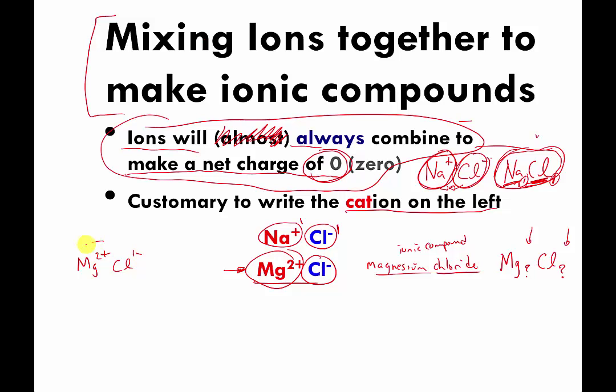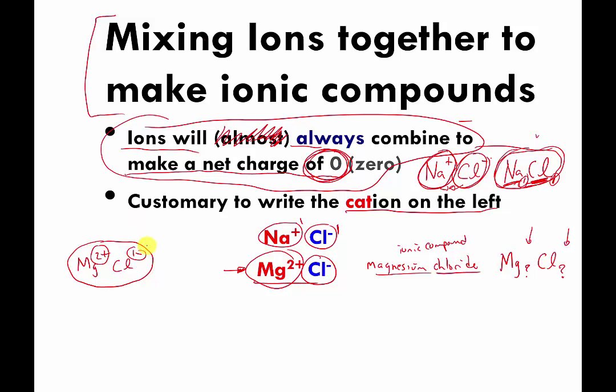The question you ask yourself: if these two stuck together, 1 and 1, would they cancel each other's charge out? The answer to that is no, because the magnesium has two pluses and the chloride only has one minus. So if I took one of each and stuck them together, the whole charge of this blob that got stuck together is still going to be plus 1. But we need to get it to 0.